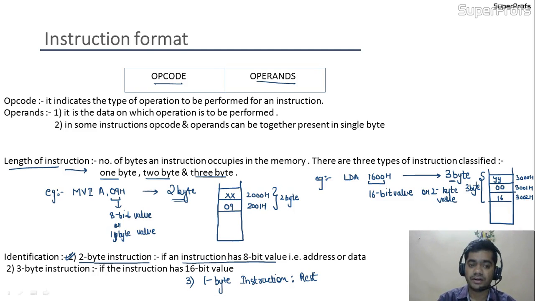So I hope you have understood what is meant by the length of the instruction, that is, the number of bytes an instruction occupies in the memory, and how we are going to identify a 2 byte instruction, a 3 byte instruction, as well as a 1 byte instruction.